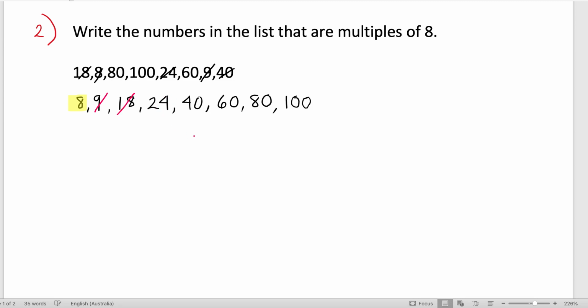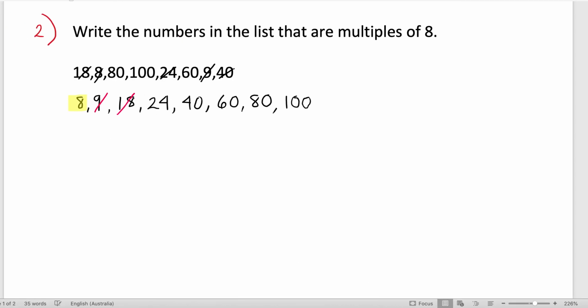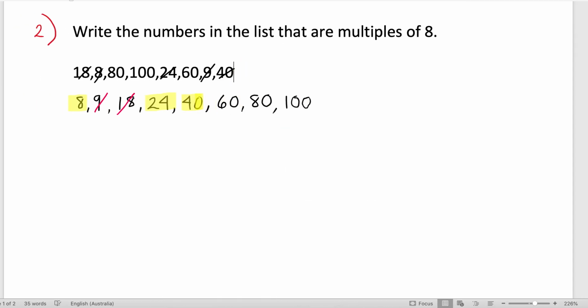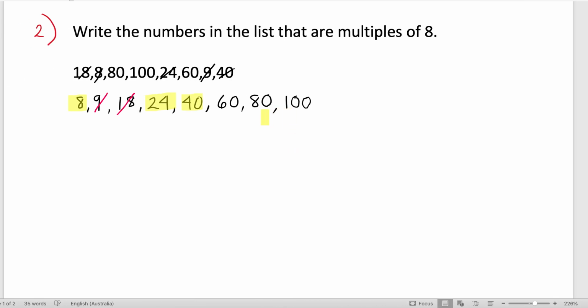What about 24? I saw it here in my grid. Here it is, 24. So 24 is a multiple, so I'm going to highlight it right away. Let's look at 40. Is it here? Here it is, 40. So 40 is a multiple. Let's look at 60. So if I continue here, we see that 60 is between 56 and 64, so it's not a multiple. So I'm going to cross it over. 80, I know that is a multiple because it's times 10. 8 times 10 is a multiple. Good. So I'm going to highlight that one as well.